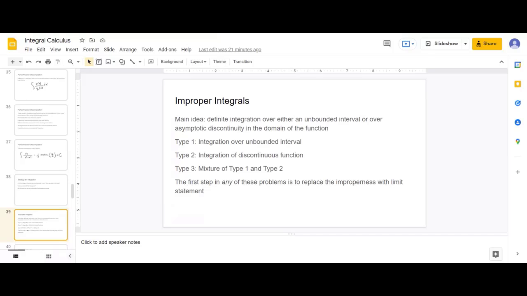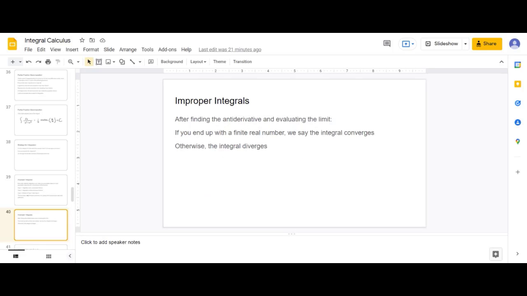So the first step in any of these problems is to replace the improperness with a limit statement. I don't know if y'all's professors require the first step to be this. I know my professor would count off if you didn't write it as a limit initially. So maybe something to consider, right? Because the improperness is like having infinity in our answer, or in our problem, right? So first we would rewrite the infinity.